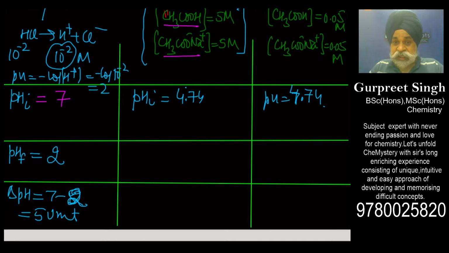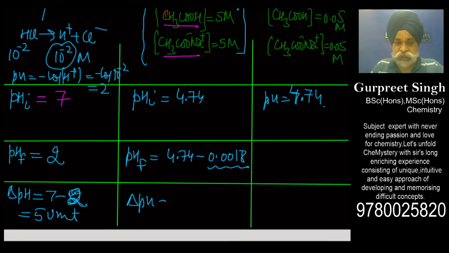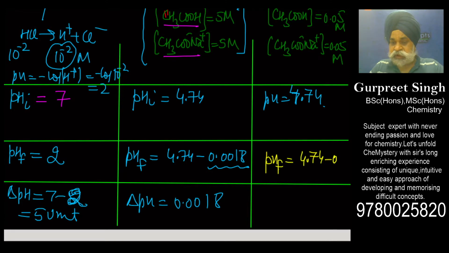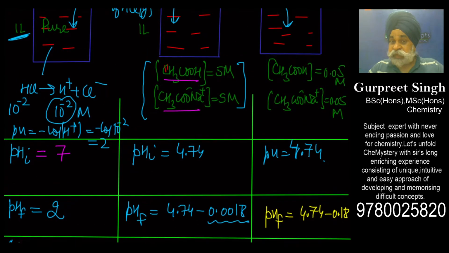Now, if the same amount of HCl is added here, the final pH would come out to be 4.74 minus 0.0018. So the change in pH is very small. So the change in pH is 0.0018. And how do I get it? I will explain it in a few minutes. The pH final in this case, this was the initial and it got decreased by this much. Almost the change in pH is of the order of 0.18. Because you added HCl into the system, the pH is bound to change.